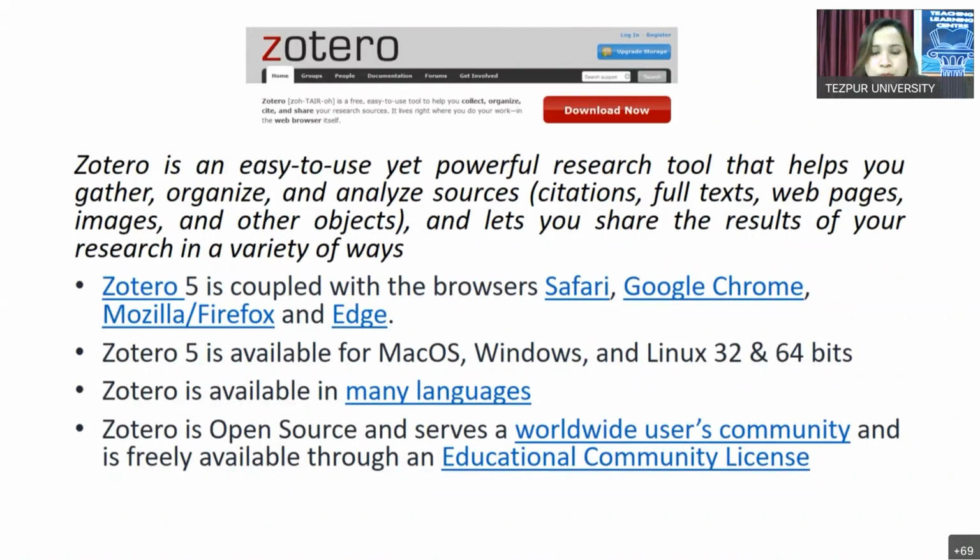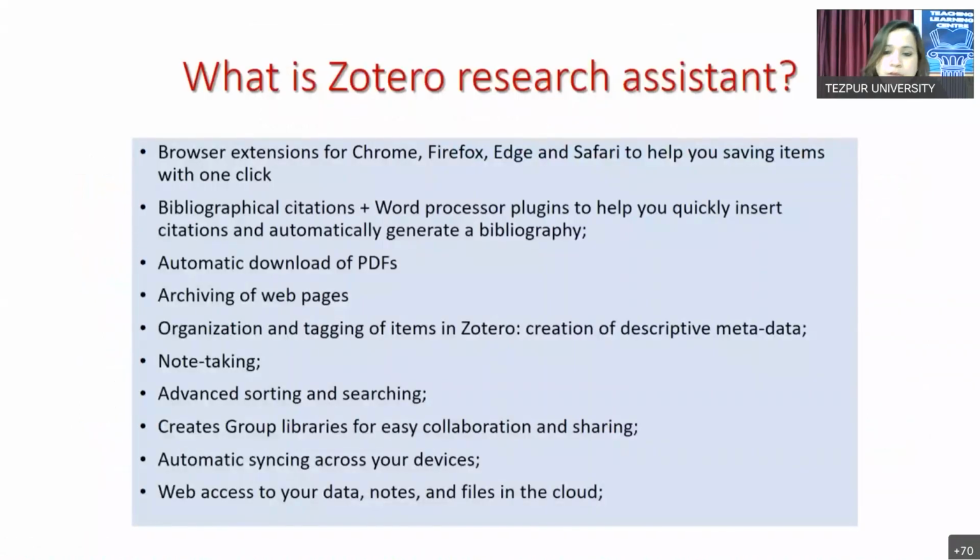a variety of ways. The platform called Zotero 5 is the software version. Zotero 5 is coupled with browsers like Safari, Google Chrome, Mozilla Firefox, and Edge. Zotero 5 is available for Mac, Windows, Linux, 64 bits. Zotero is available in many languages and it serves a worldwide user community and is freely available through an educational community license.